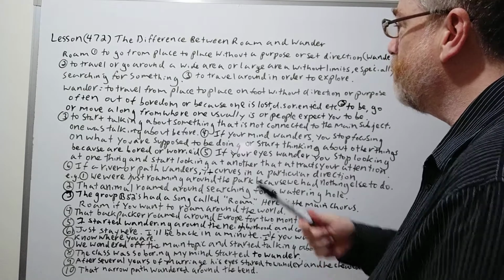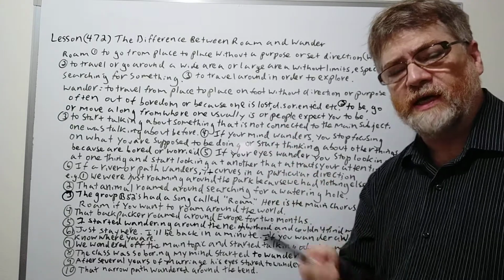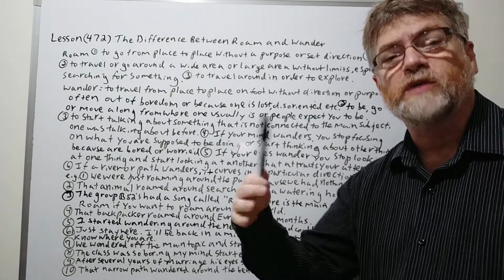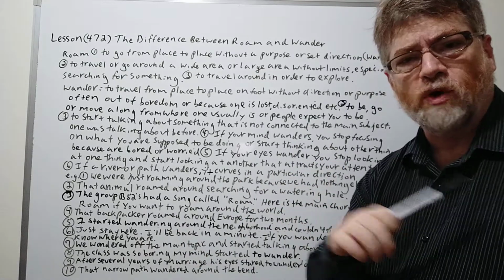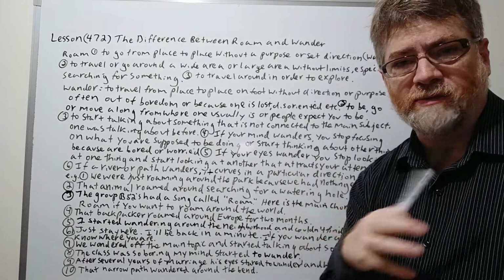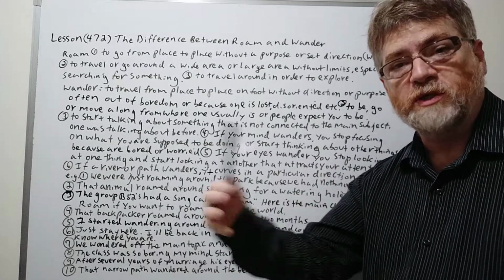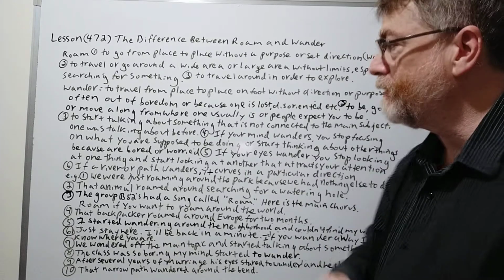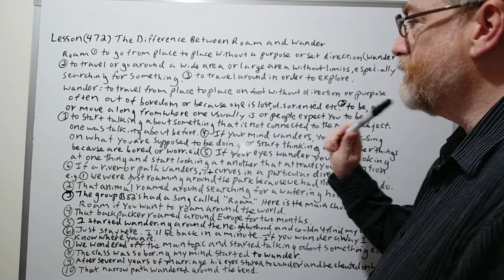All right, let's continue here. And then we have a third meaning of roam. It simply means to travel around, especially to explore. You're roaming because you want to see what's around. You want to see what is there. You want to experience something. So we use roam a lot in that way too. All right, let's continue here.